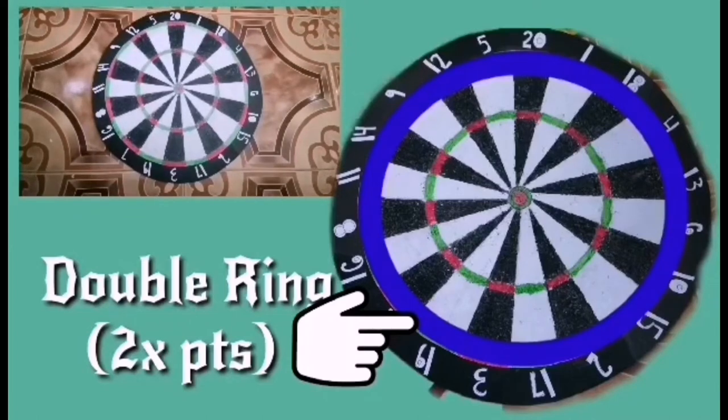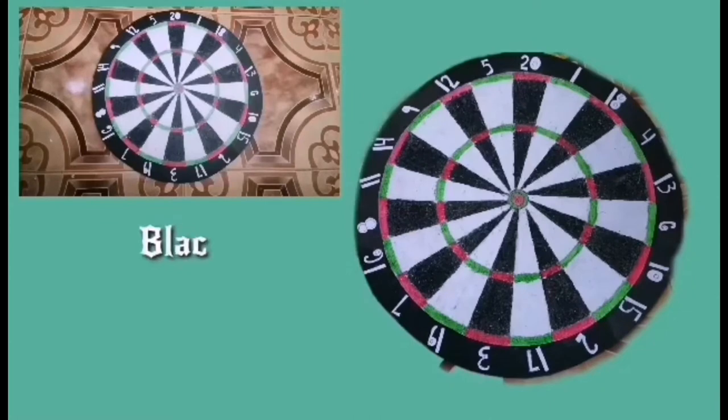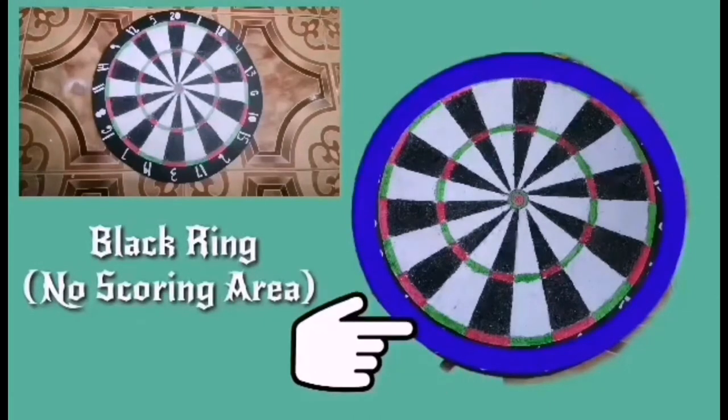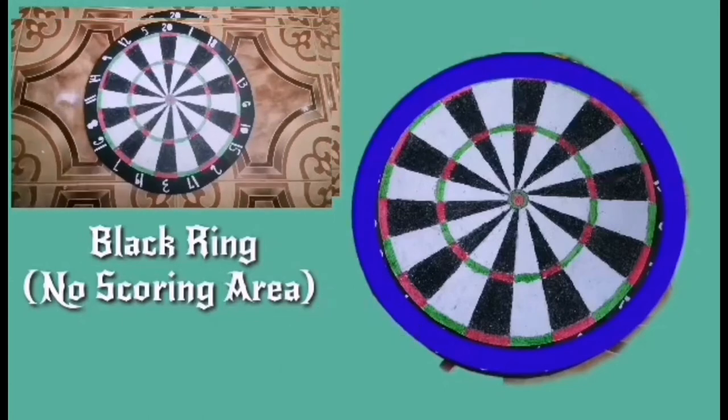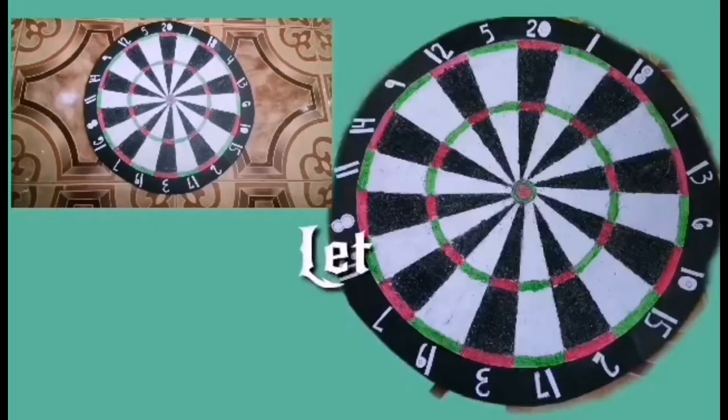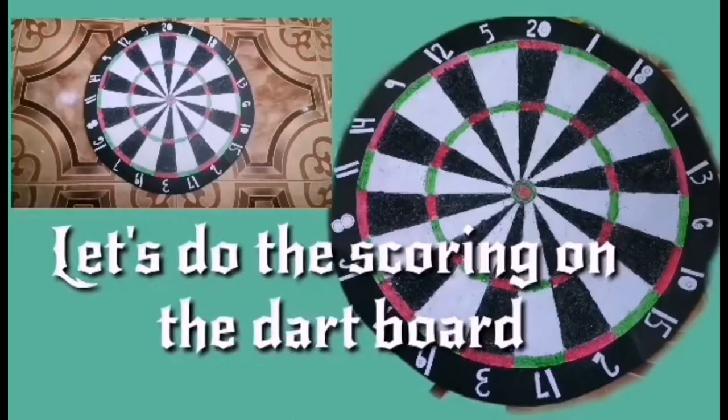The last is the black ring, which means no scoring area. So when your dart lands in the black ring, it is not included in the points, or it is not included in adding up your score. And now let's do the scoring on the dartboard.